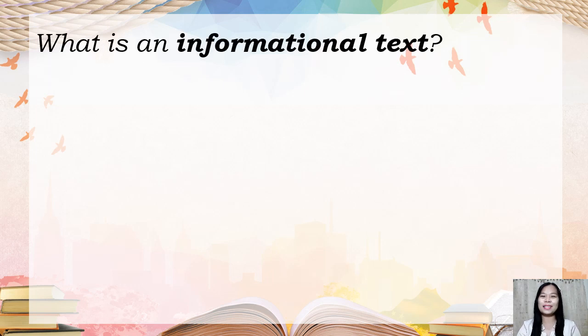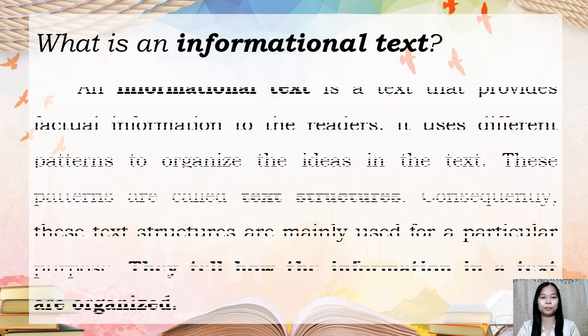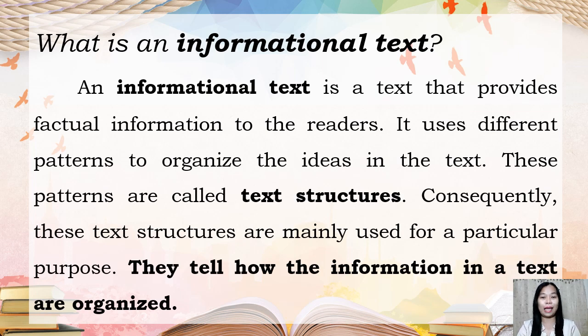Now, what is an informational text? An informational text is a text that provides factual information to the readers. It uses different patterns to organize the ideas in the text. These patterns are called text structures. Consequently, these text structures are mainly used for a particular purpose. They tell how the information in a text is organized.